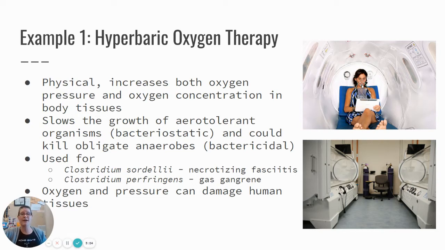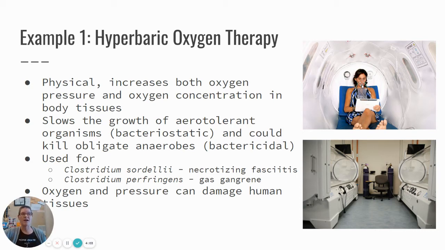Pressure is also often combined with heat as a method of microbial control. So in this instance, the attempt is to slow or stop the growth of bacteria that don't like oxygen. So aerotolerant organisms would survive, but probably wouldn't grow well. And we would call that bacteriostatic, as in it stops their growth and leaves them at a static level. But if there are obligate anaerobes, it could actually kill them. Oxygen is toxic for some bacteria, and they do not have the enzymes necessary to fix the oxygen radical problem. And then it might be bactericidal, as in it kills them.